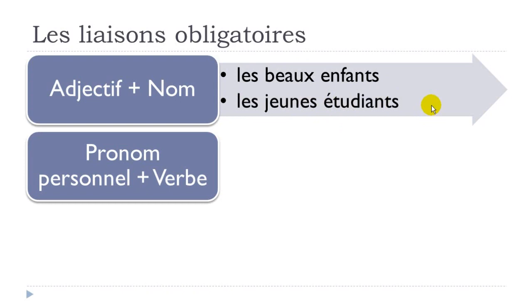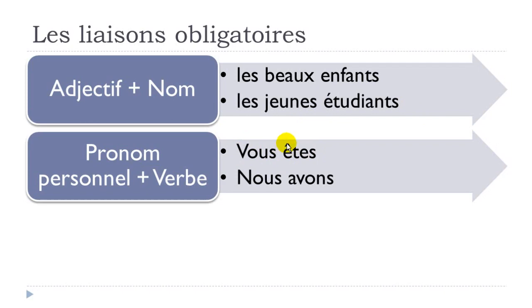And then if you've got this pronom personnel, so I, you, he, she, etc., and then your verb. So in that case, I took vous, okay? And then the verb être, to be. So in that case, you get vous êtes, so you make the liaison between the two. And then avoir, to have, nous avons, all right? So remember, pronom personnel, then the verb, you make the liaison.